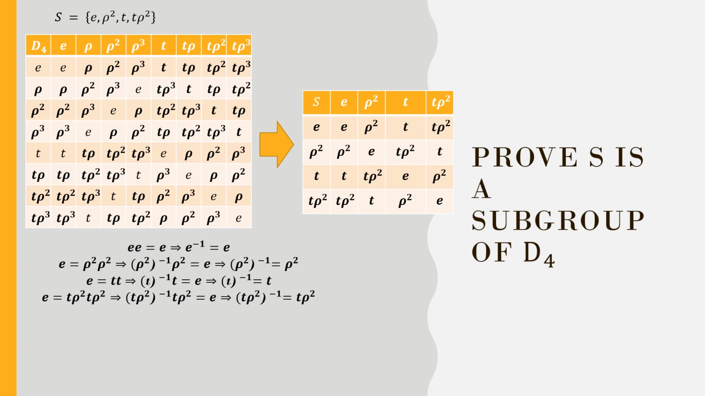To show that S is closed under inverses, we just need to find them. Checking each element in the group has an inverse by setting them equal to the identity and finding the inverses. S is therefore a subgroup of D4 as it's non-empty and closed under the operation and inverses.